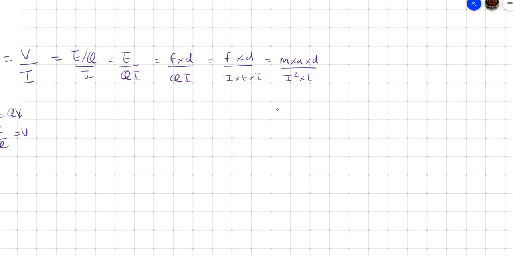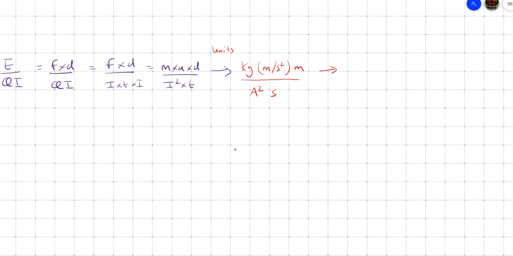Now let's do everything in units. The unit for mass is kg. The unit for acceleration is meter per second squared. Let me use a bracket there. Kilogram meters per second squared in brackets, then meter for the distance, divided by amps squared and then time, which is in seconds. Now let's keep breaking this down.